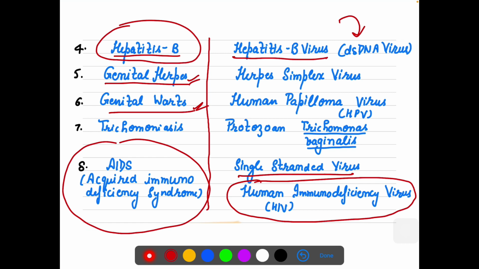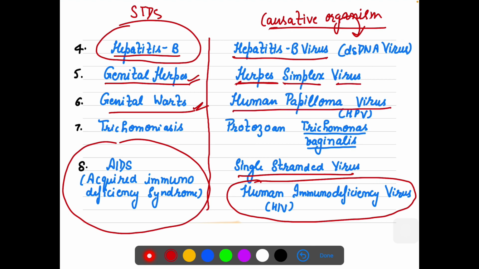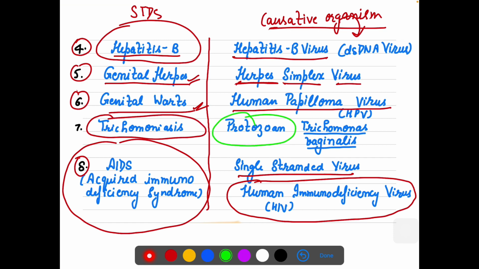Genital herpes, its causative organism, you can write down here, causative organism, right? This one is the causative organism that causes it, and these are our STDs. So the causative organism here is herpes simplex virus, and in warts, human papilloma virus, HPV. These are the viral diseases, 4th, 5th, 6th and 8th. Trichomoniasis is caused by protozoa, and the protozoa name is Trichomonas vaginalis.